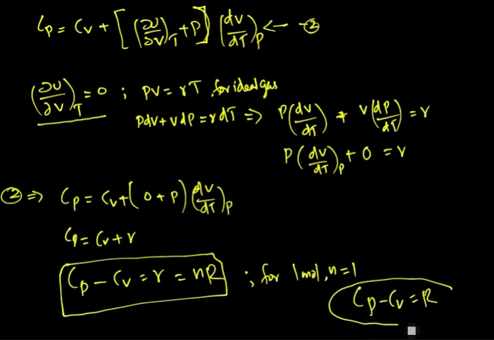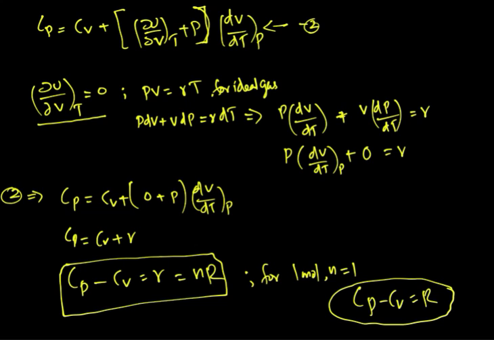So this is the relation between the specific heat capacities at constant pressure and volume for an ideal gas. It is obtained by applying the first law of thermodynamics.